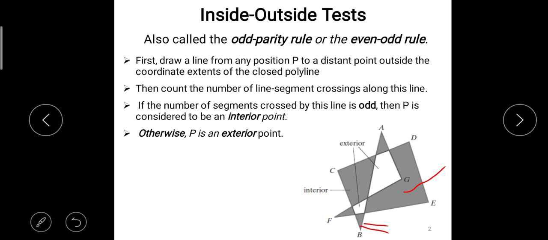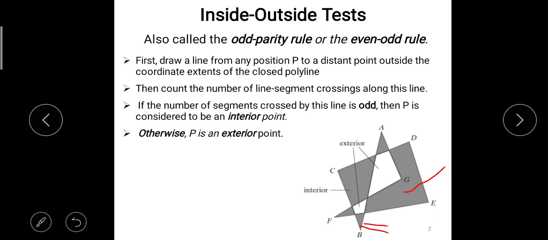In summary, you draw any line from a point towards the outside of the polygon, and count the number of edges intersecting the line which has been drawn. If it is intersecting an odd number of edges, then the region where you started the line with point P is called the interior region, and if it intersects an even number of edges, then that region is called the exterior region.